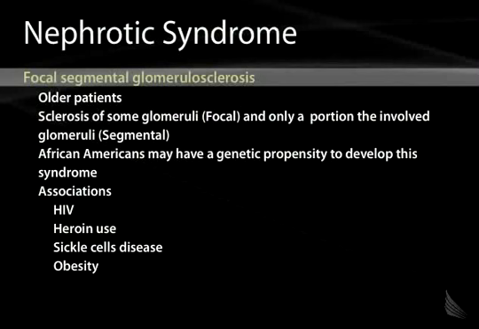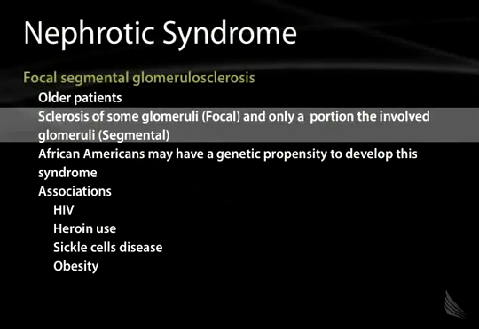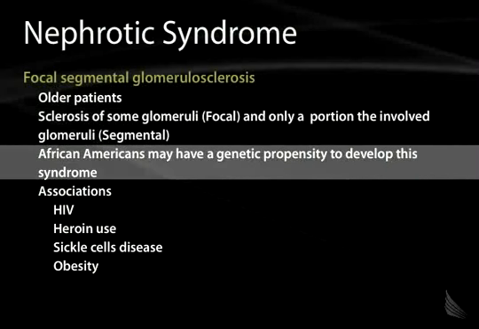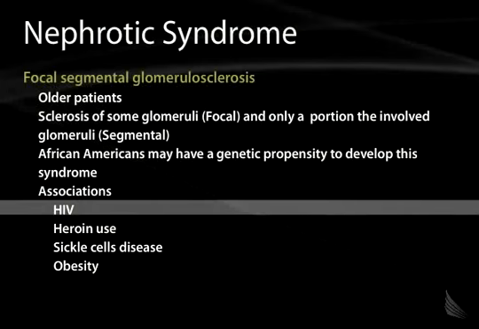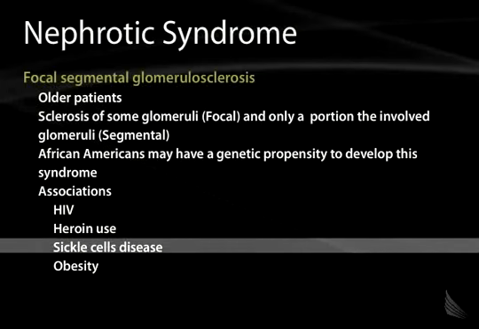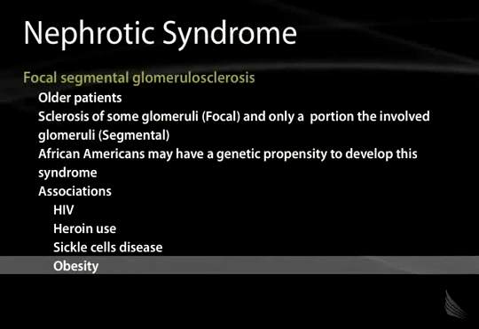A second cause of nephrotic syndrome is focal segmental glomerulosclerosis, and the name tells you everything you need to know about this disease. Glomerulosclerosis means hardening or fibrosis of the glomerulus. Segmental means that it only affects a part of each glomerulus, and focal means that it only affects some glomeruli. Now, this disease occurs very frequently in the African American population and less in other ethnic groups. It's associated in some cases with HIV, with heroin use, with sickle cell disease, and with obesity.